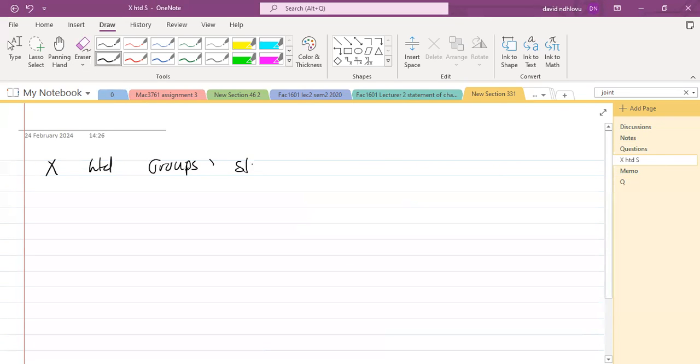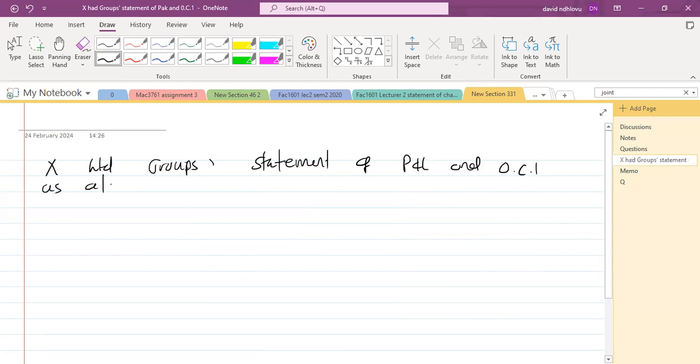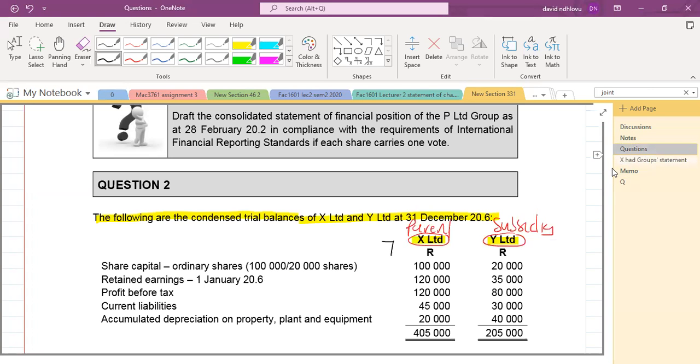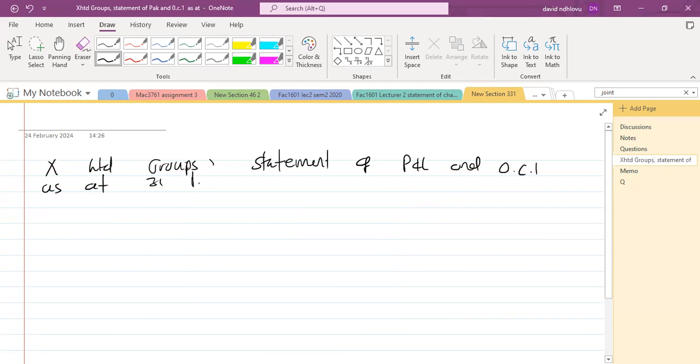And then we say statement of financial position. Sorry, statement of profit and loss. Let's start with the statement of P&L. Statement of profit and loss and other comprehensive income. No shorthand in the exam. As at our year end for this question, 31 December of the year 2026.